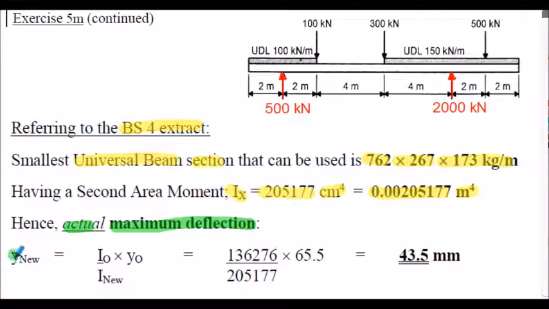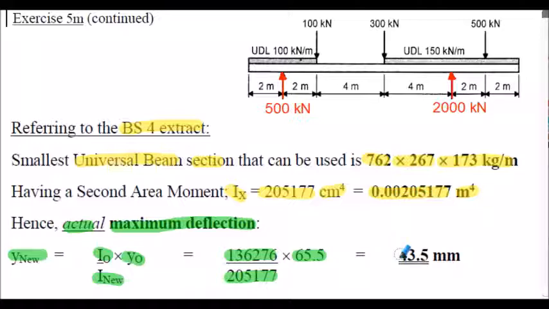So the actual deflection would be the original I divided by the new I we've just chosen, multiplied by the original deflection. The original I was 136,276 centimeters to the 4. We've just determined above our new I value for our chosen beam is 205,177 centimeters to the 4. We multiply that by the original deflection, which was 65.5 millimeters.